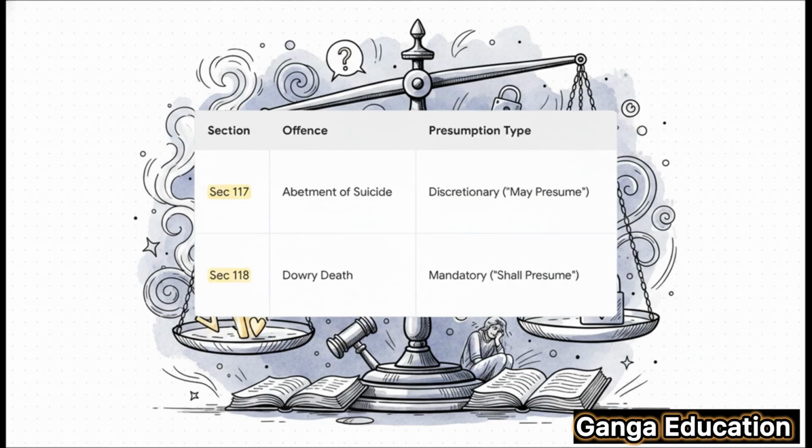Section 117 is about abetment of suicide and uses the discretionary "may presume." Section 118 is about dowry death and uses the mandatory "shall presume." This fundamental difference in the nature of the presumption is the single most important thing to take away.